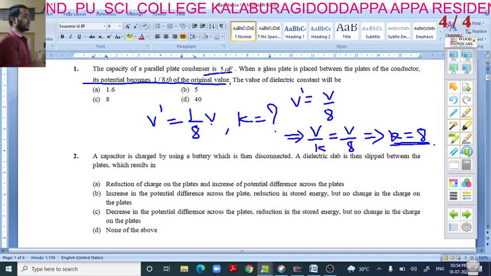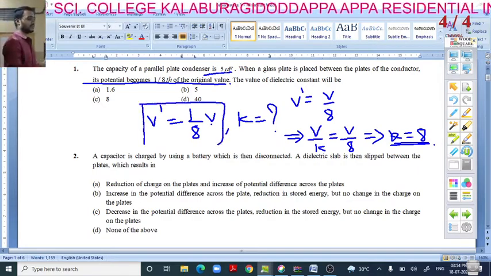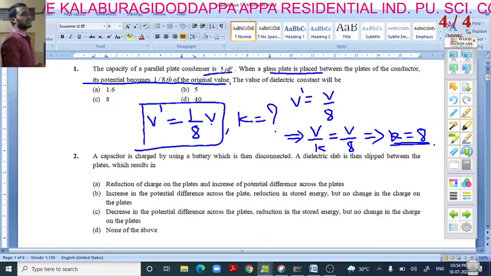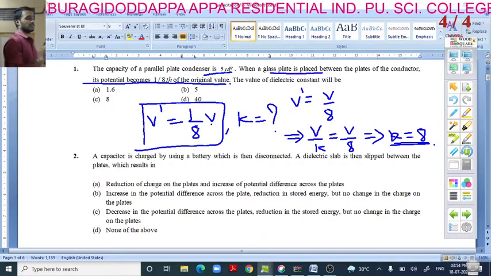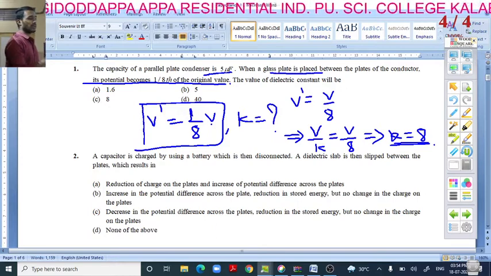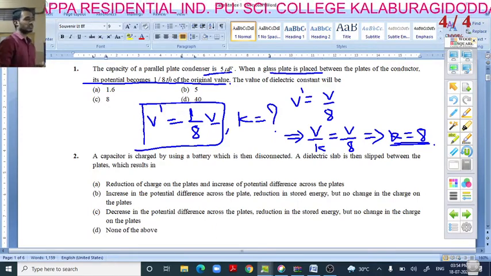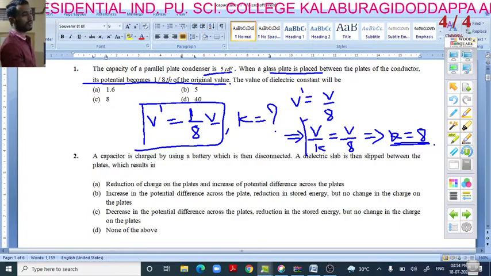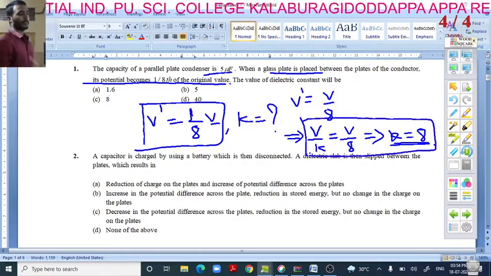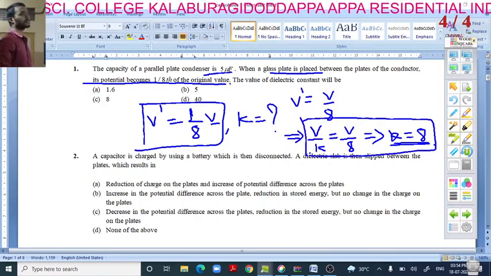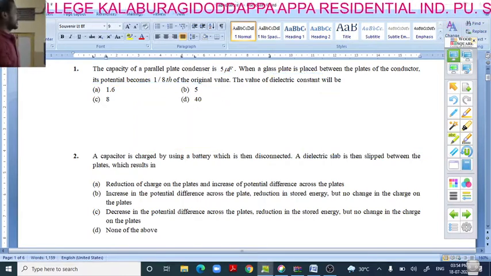So already he has given this. By introducing the glass plate between the plates, its potential becomes 1/8 of its initial. This is V dash. So with the help of this given data, we have done this. Right? Okay. Now, next one.